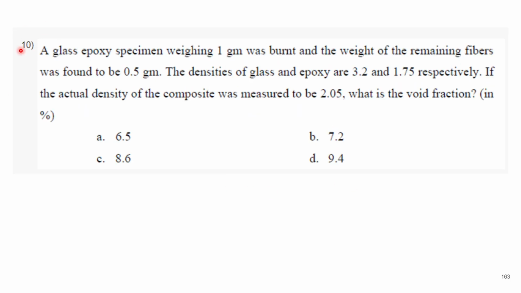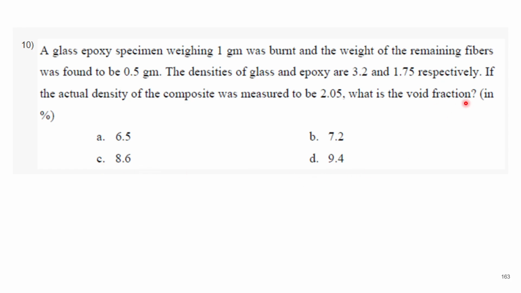And last question, 10th question. A glass epoxy specimen weighing 1 gram was burnt and the weight of the remaining fibers was found to be 0.5 gram. The densities of glass and epoxy are 3.2 and 1.75 respectively. If the actual density of the composite was measured to be 2.05, what is the void fraction in percentage? Is it A 6.5, B 7.2, C 8.6, or D 9.4?